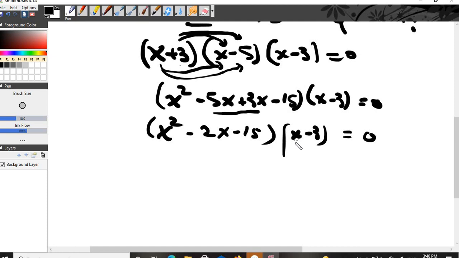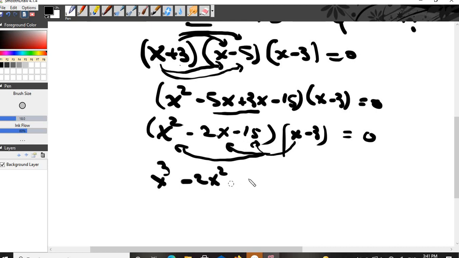So this x we're going to multiply by this and that and that. We start with x times x squared, which is x cubed, and then x times minus 2x is minus 2x squared, and then x times minus 15 is minus 15x. Now we do the same thing with negative 3: multiplied by x squared, it's minus 3x squared, and multiplied by minus 2x it's plus 6x, and minus 3 times minus 15 is plus 45, because minus times minus is plus, and 3 times 15 is 45.